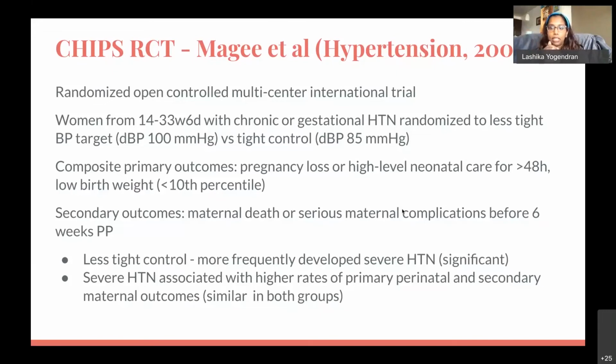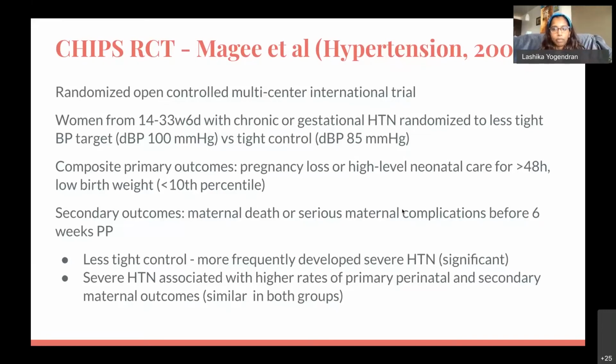Their primary outcomes were pregnancy loss or high-level neonatal care for 48 hours within the first month, as well as low birth weight, less than the 10th percentile, and they looked at maternal complications as a secondary outcome. It looked at things that can help determine when to intervene to control high blood pressure. In the less tight control group, there was a significant difference in that this group more frequently developed severe hypertension. They were able to say severe hypertension was associated with higher rates of primary perinatal and secondary maternal outcomes, but these rates were actually pretty similar in both groups and weren't significant.